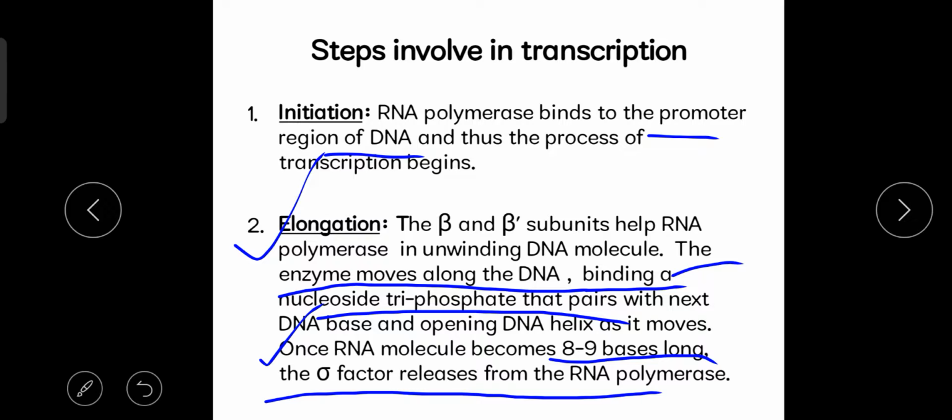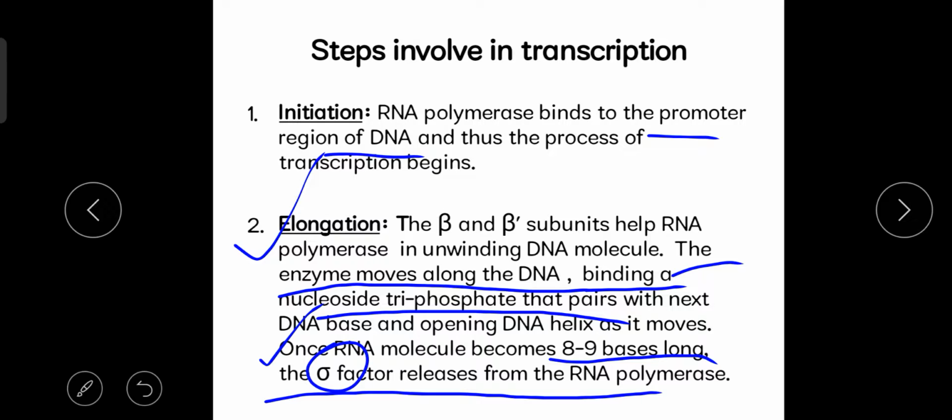Okay, that means when the newly formed RNA strand becomes 8 to 9 bases long, when the 8 to 9 bases are added, bases means what? Bases means nitrogenous bases, adenine, guanine, cytosine, and uracil. So when these nitrogenous bases are added and it becomes 8 to 9 bases, then automatically this sigma factor is released from the RNA polymerase enzyme. That means in the structure of RNA polymerase enzyme, this sigma factor is detachable.